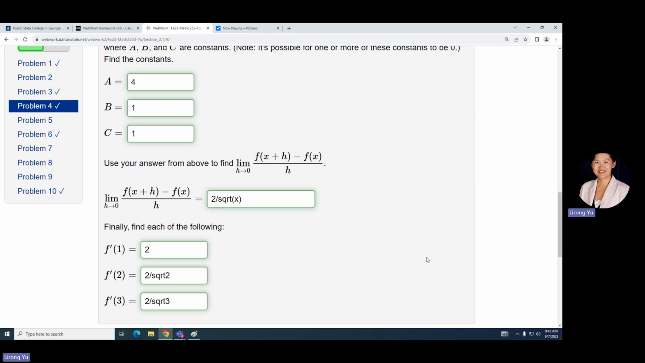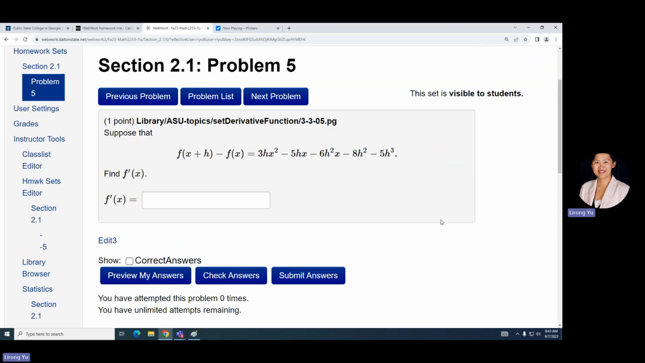Any other questions? Just remember five. All you have to do is just factor out one of the h's, right? Right. All right, not only do you have to factor the h, you have to make h go to 0.